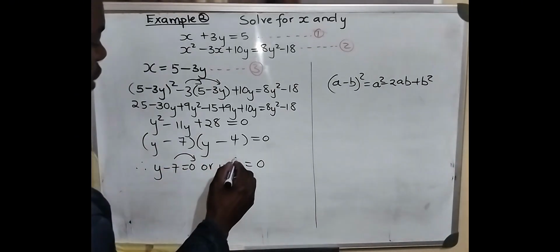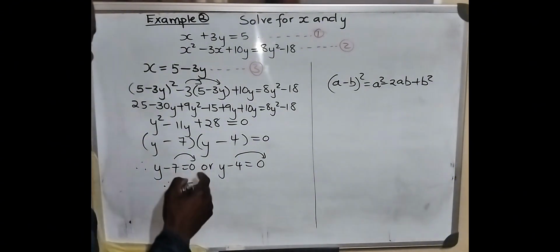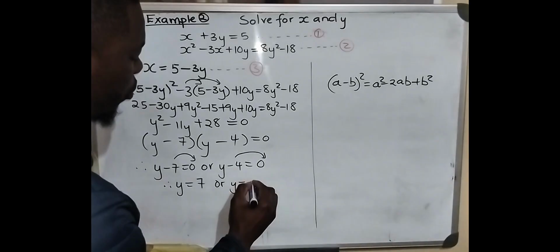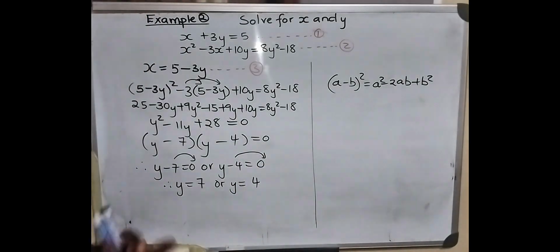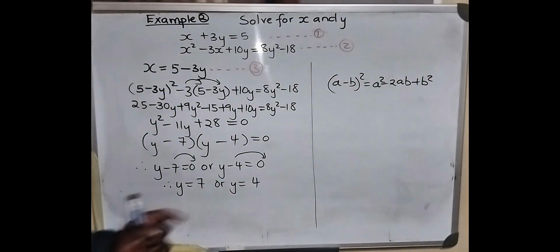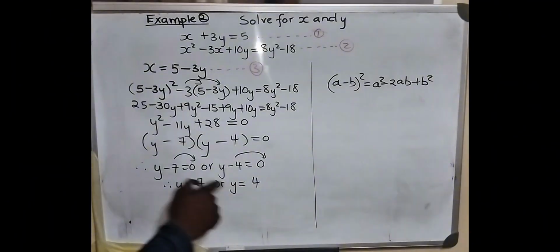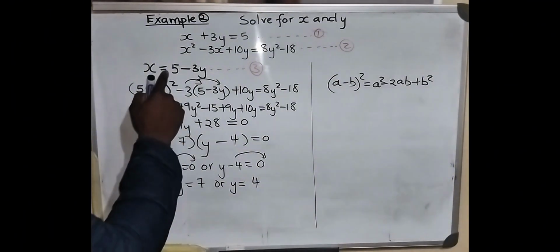Solving for y, take this one to the other side. So we're going to obtain y is equal to positive 7, or y is equal to positive 4. Right, now we have obtained the values of y. We now need the values of x. So what are we going to do again, like we did in our previous example? We're going to substitute the values of y into equation 3 to obtain the values of x.